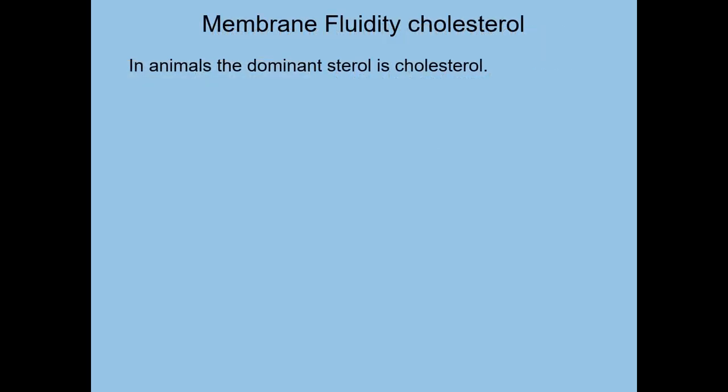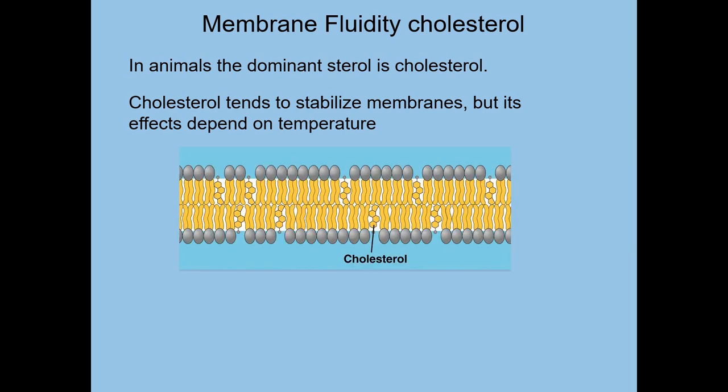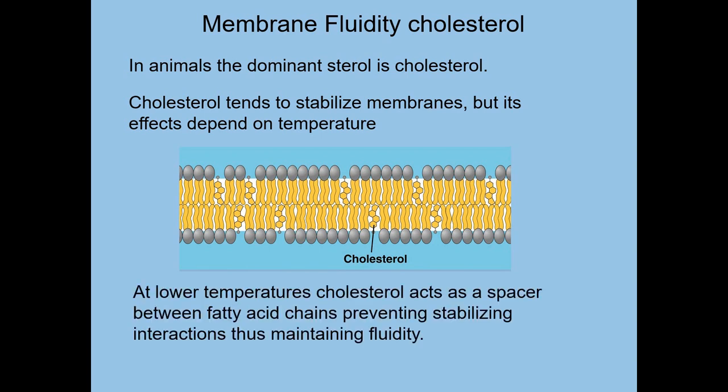A third factor is the presence of sterols interspersed throughout the membrane, particularly the plasma membrane. In animals, the dominant sterol is cholesterol. Cholesterol tends to stabilize membranes, but its effect depends on temperature. At lower temperatures, such as in the icy water, cholesterol tends to act as a spacer between the fatty acid chains, preventing stabilizing interactions and thus maintaining fluidity.